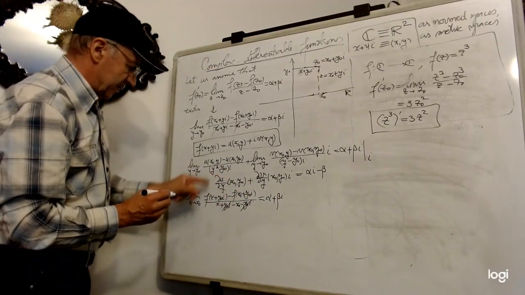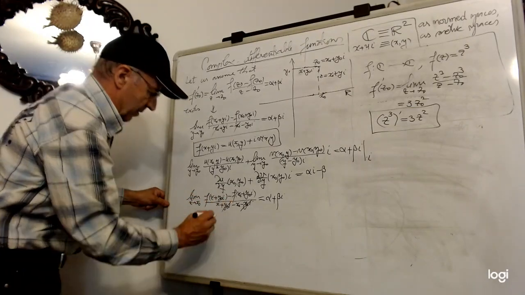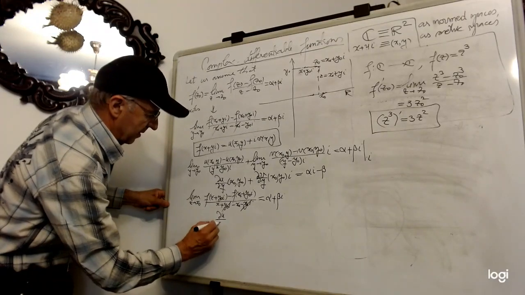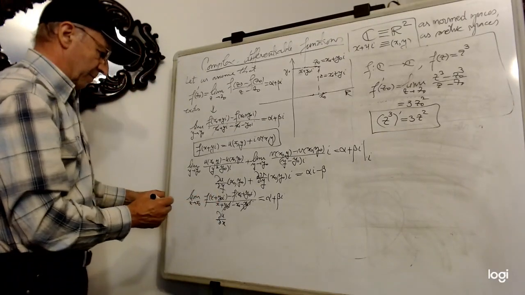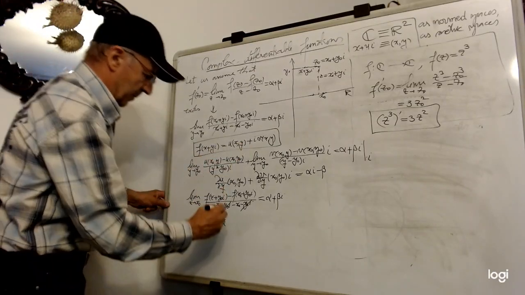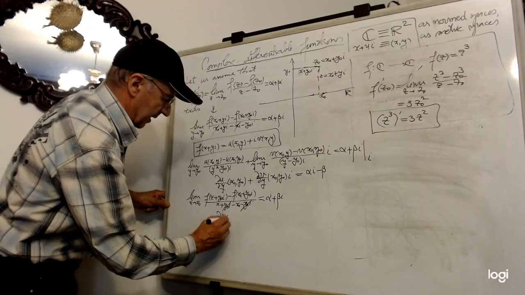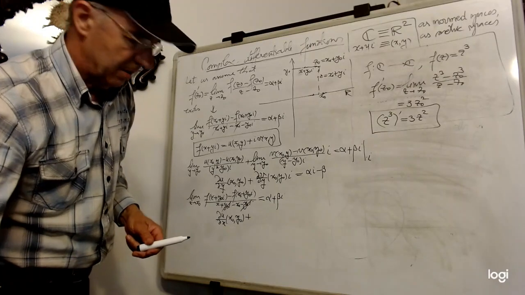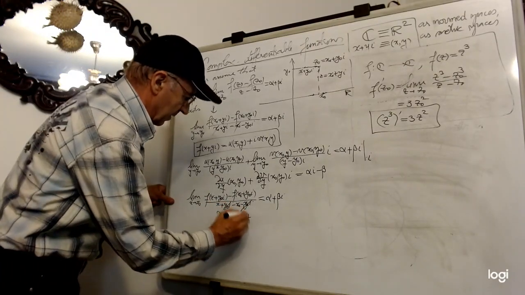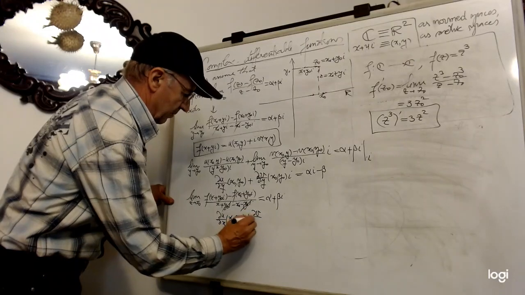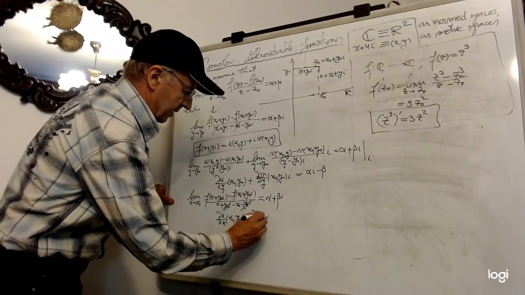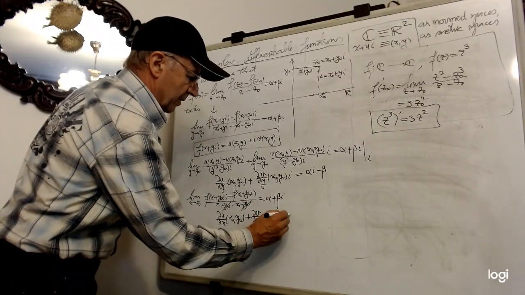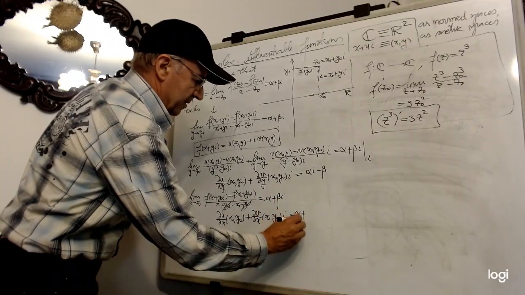Now, in a very similar way, here we obtain the derivative of u with respect to x at point x0, y0, plus the derivative of v with respect also to x at point x0, y0, times I, equals alpha plus beta I.